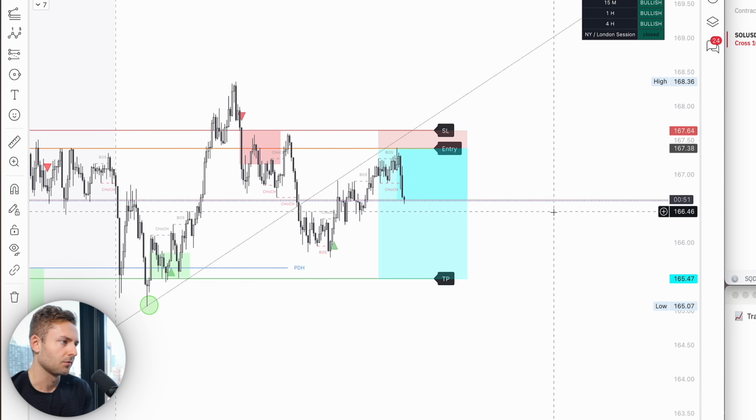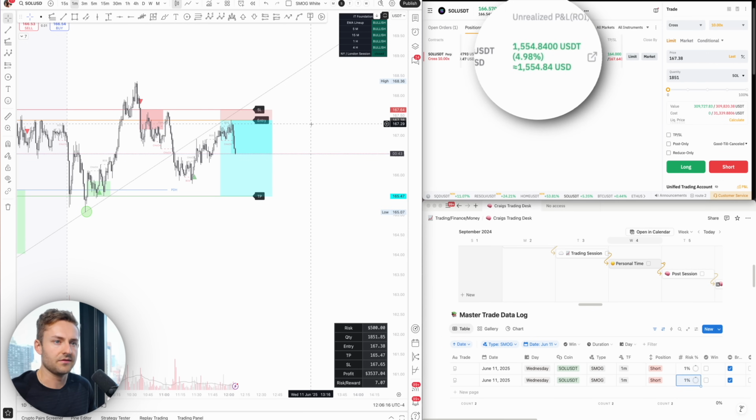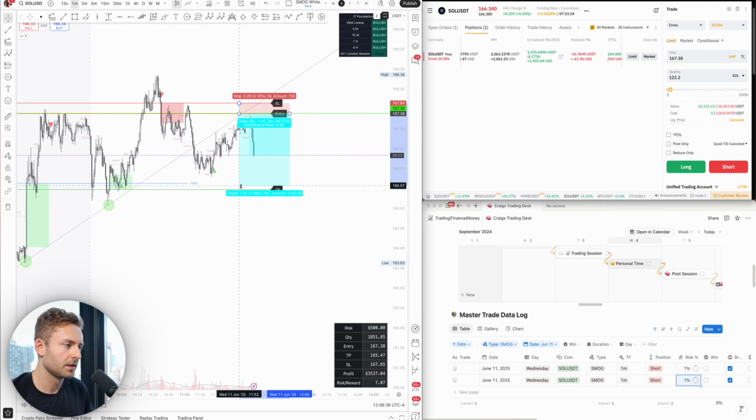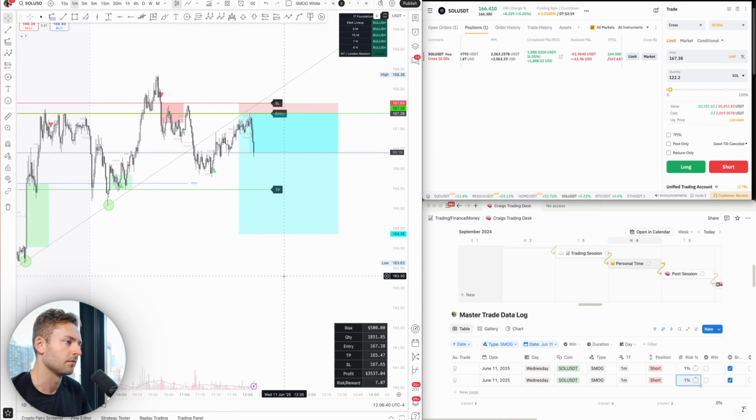And now we're getting a break to the downside. Because we were able to pick that level perfectly, we're up about $1,500. I'm going to go ahead and reduce risk down to break even. And all I'm going to do is really trend follow this down for the rest of the session and see if we can get a really, really nice juicy move.